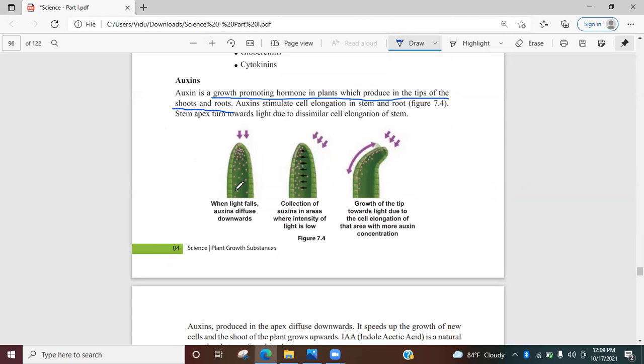So auxin does not like sunlight. In this picture, when sunlight falls from above, the auxins diffuse downwards. If sunlight falls on this side, auxin moves to the opposite direction of the sunlight. So auxin stimulates cell elongation. Where there is more auxin, the cells grow more. That's why it bends like this.